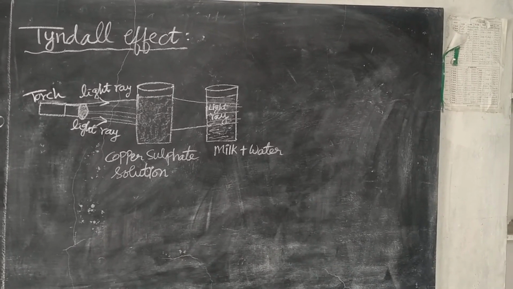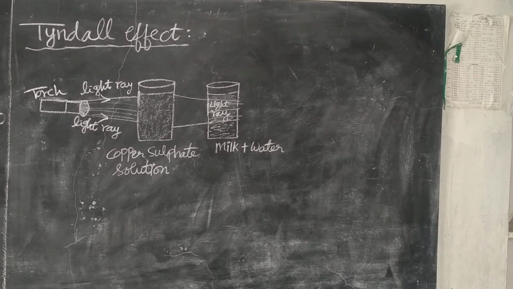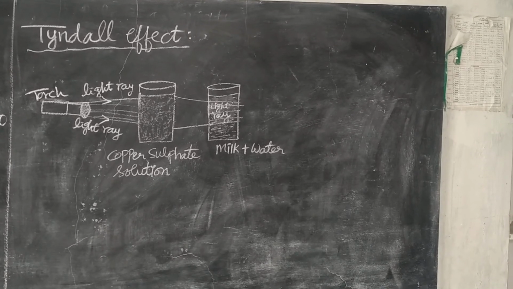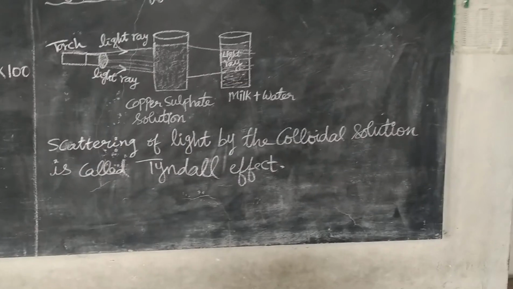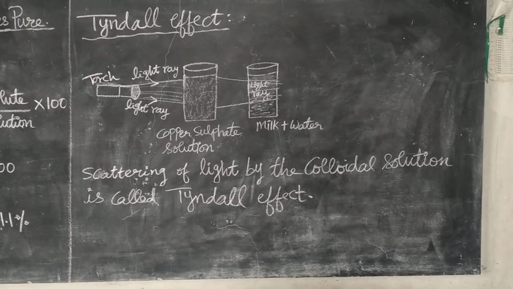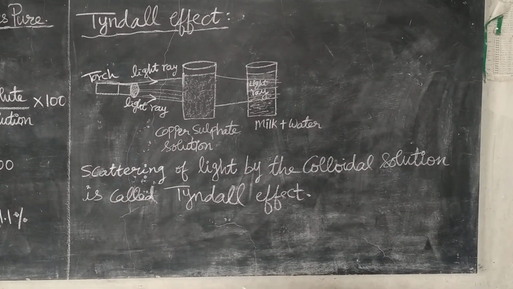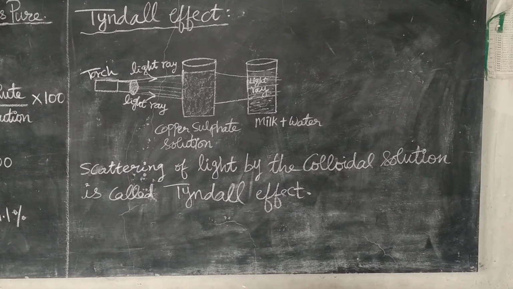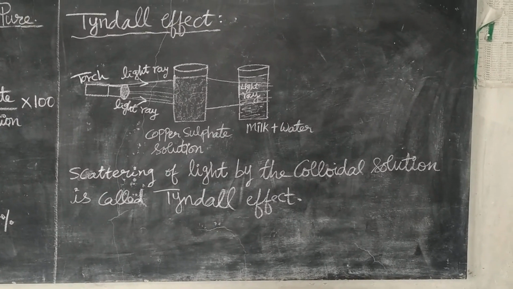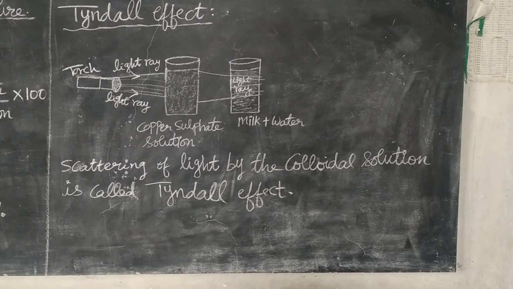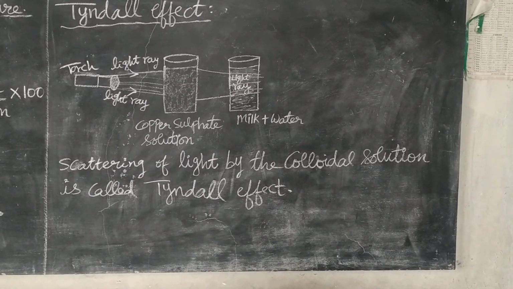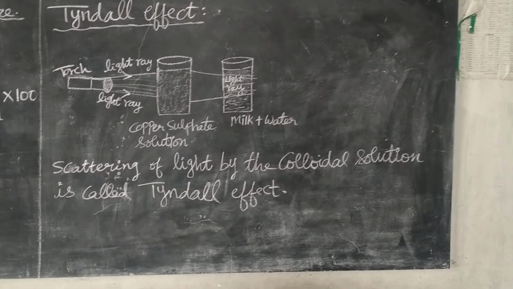The scattering of light by the colloidal solution is called Tyndall effect. So when a beam of light falls on the colloidal solution, the light rays get scattered. This is called Tyndall effect. So the definition I have written, write it down: scattering of light by the colloidal solution is called Tyndall effect. Understood?